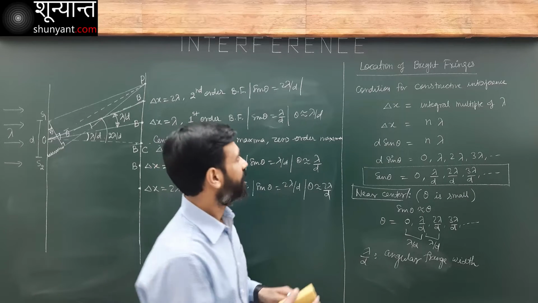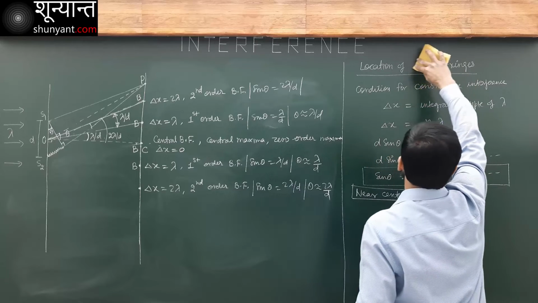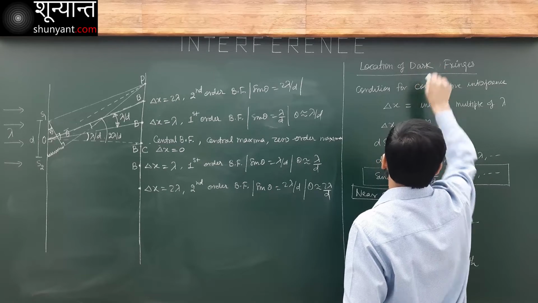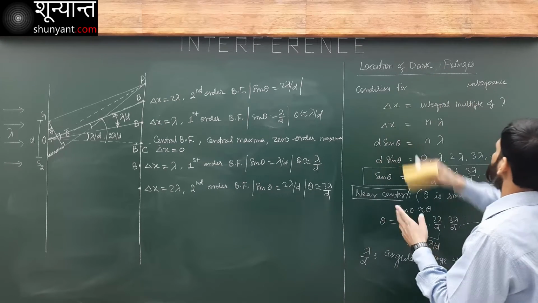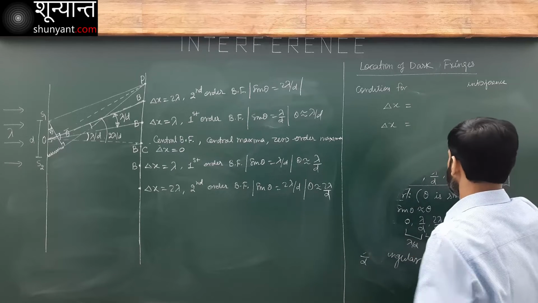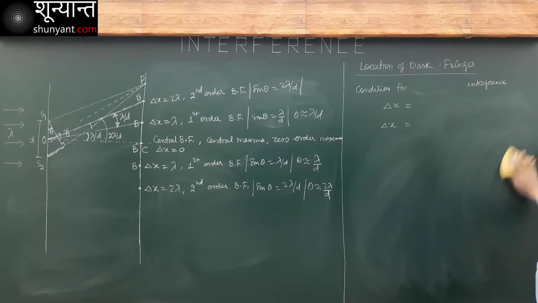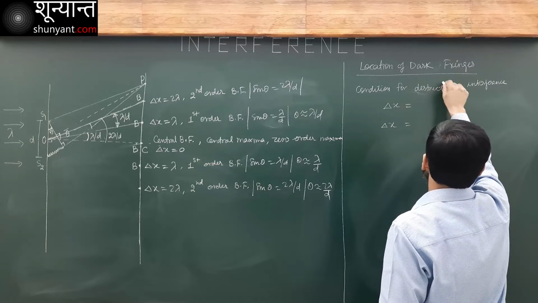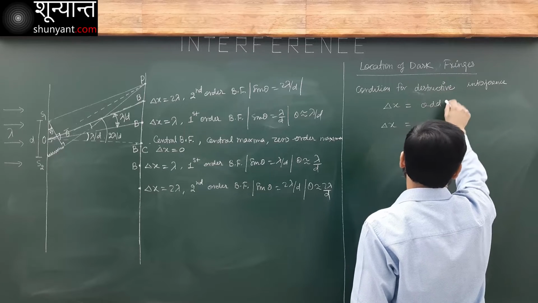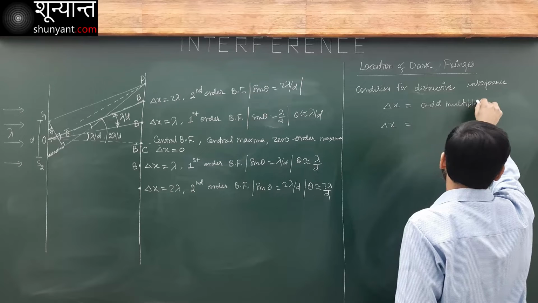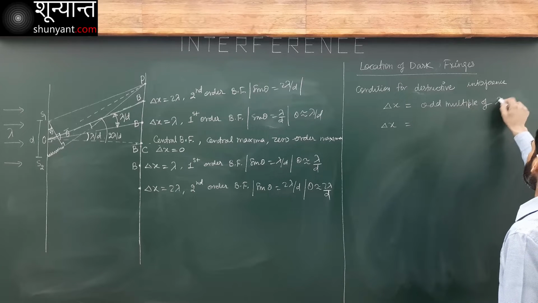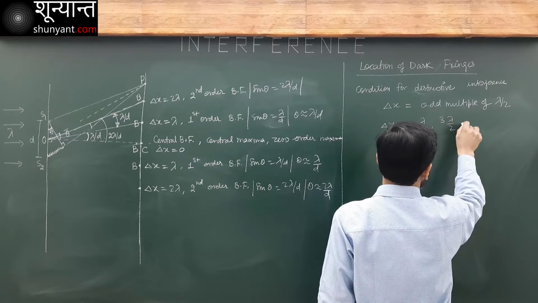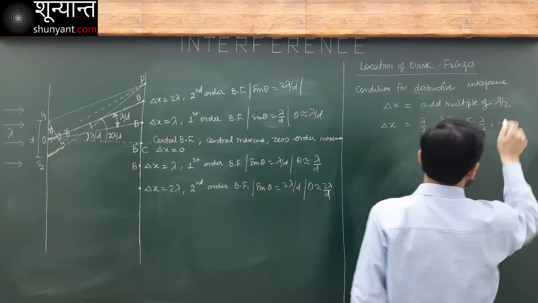Understood? Now let's look at the location of dark fringes. That means it will be destructive interference. So the path difference is going to be an odd multiple of lambda by 2: lambda by 2, 3 times lambda by 2, 5 times lambda by 2, and like this.